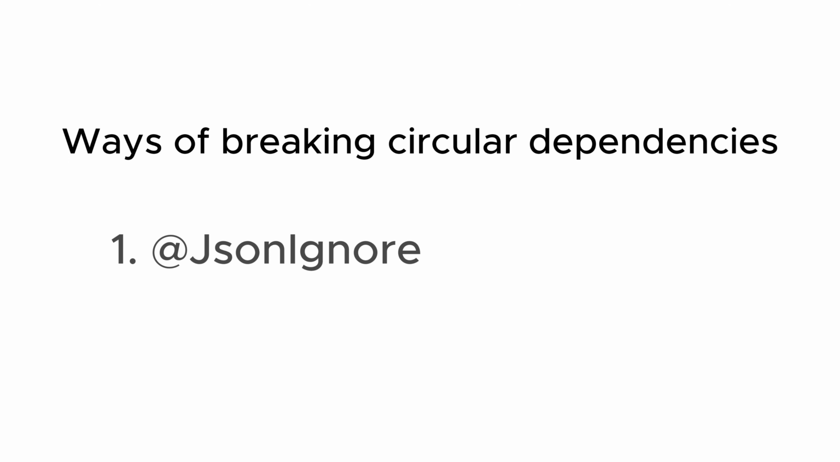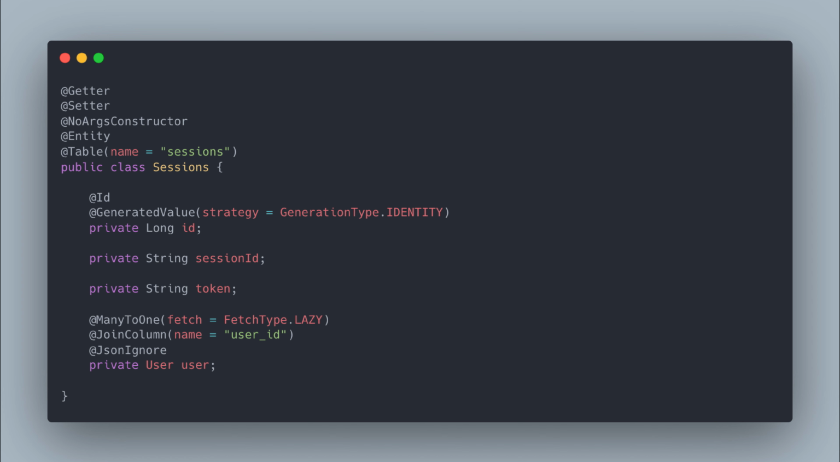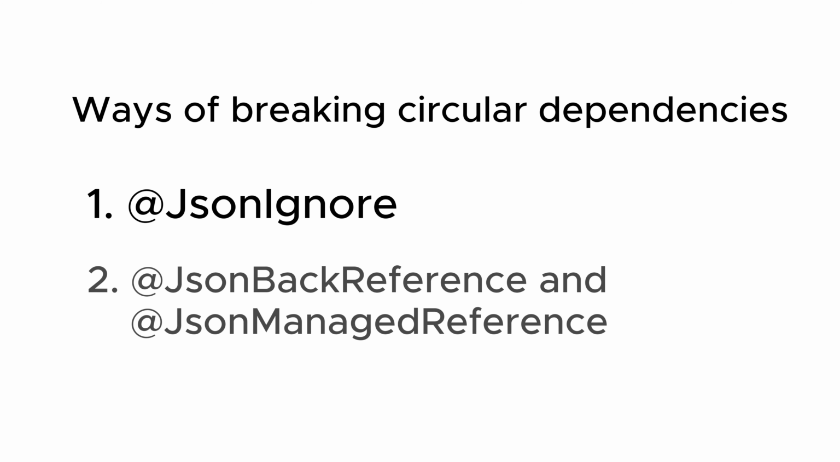Now, there are several ways to break circular dependencies. Let's quickly look at some of the ways to break circular dependencies. Number 1 is through the use of @JsonIgnore. You can use @JsonIgnore on the object where you think circular dependency might occur. Number 2 is through the use of @JsonBackReference and @JsonManagedReference. Number 3 is through the use of DTOs.